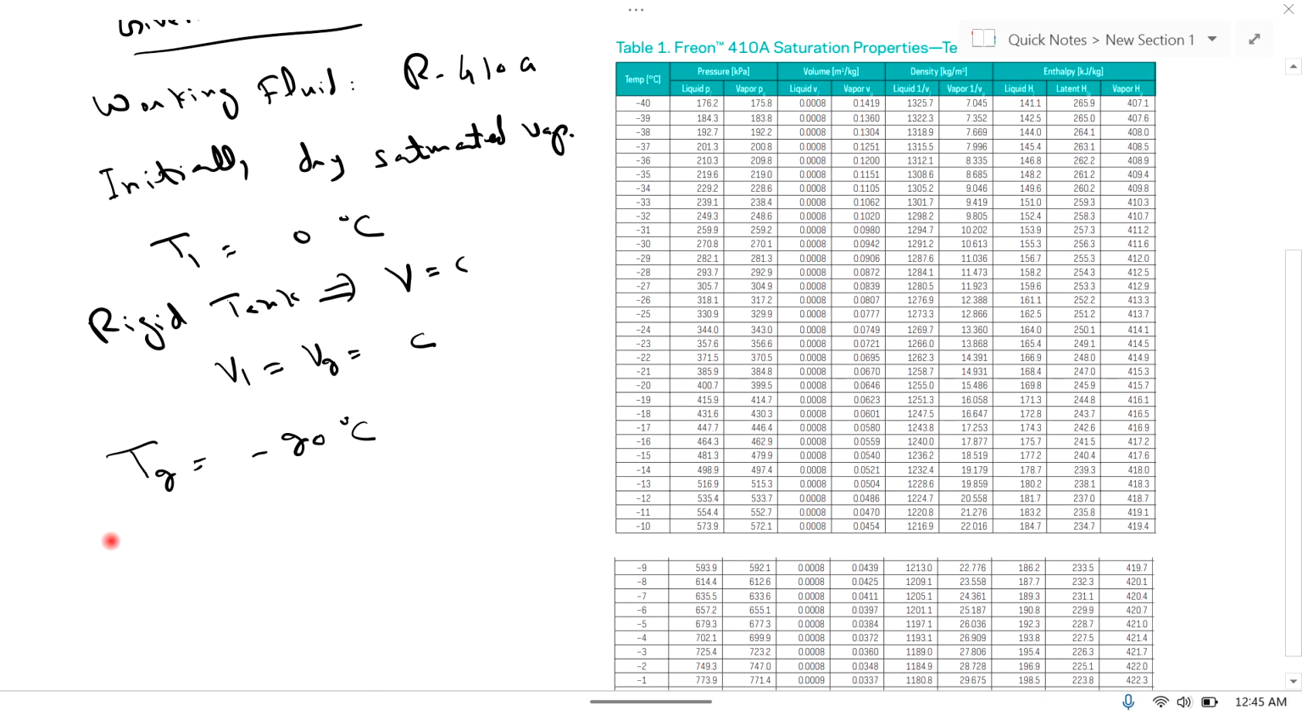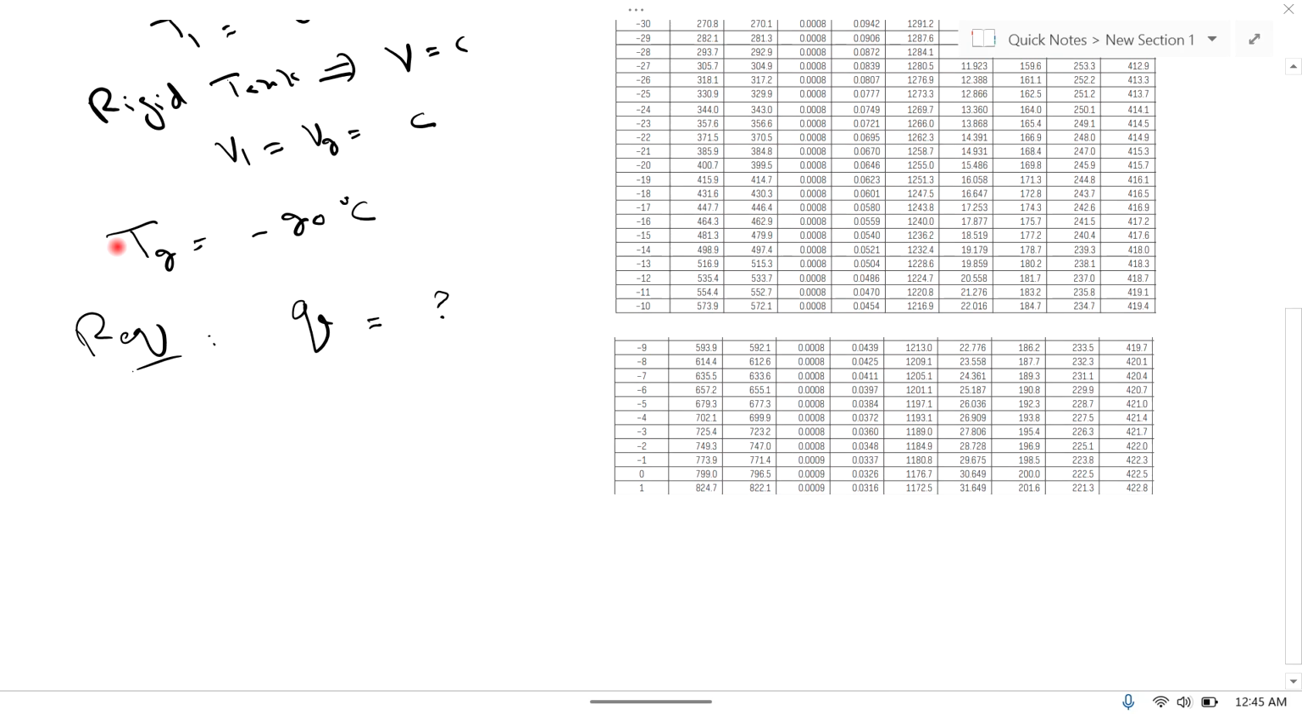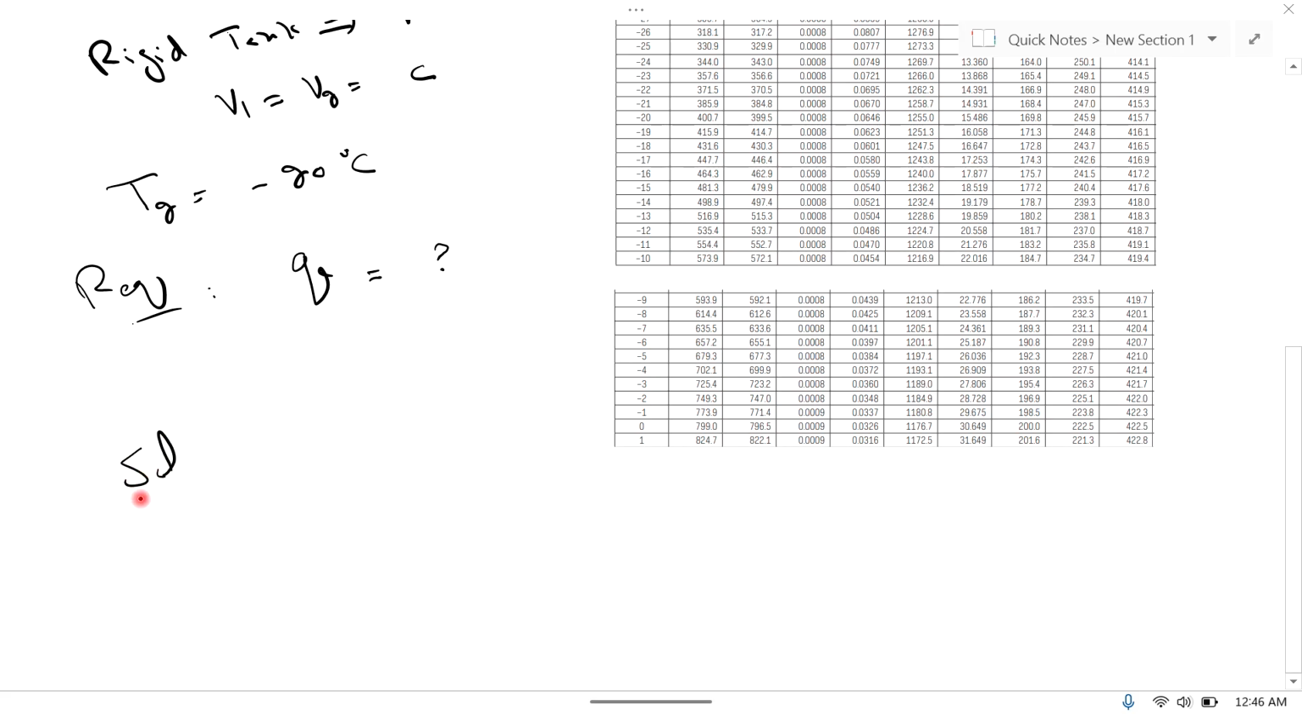Find the specific heat transfer. Specific heat transfer means heat transfer per kilogram, per unit mass. So find the Q, specific heat transfer. So here we start the solution.